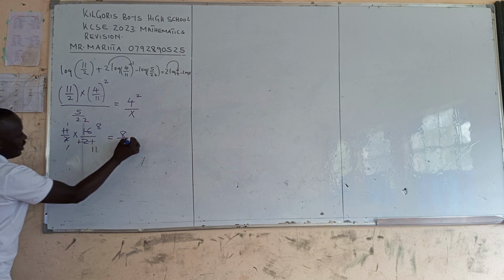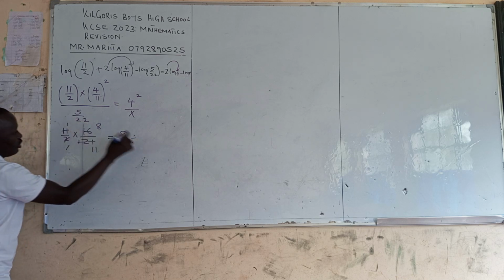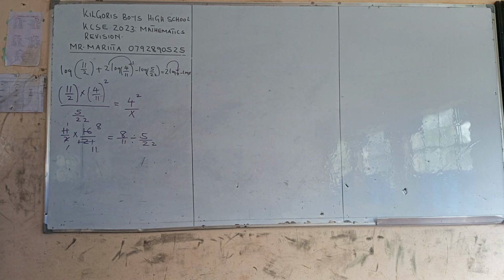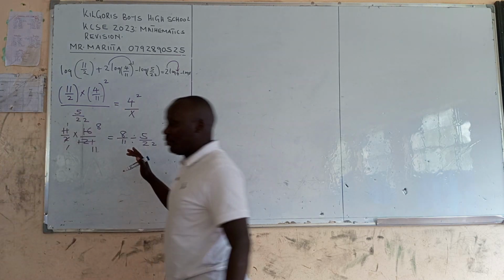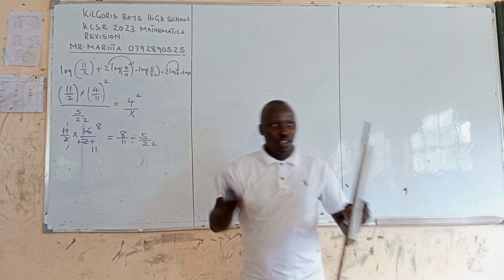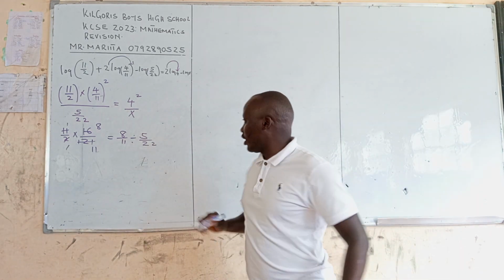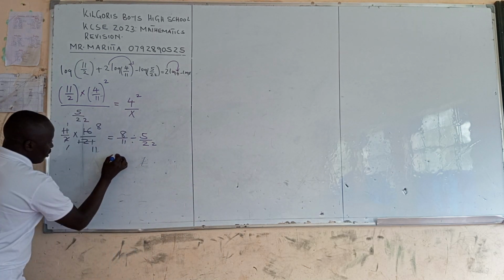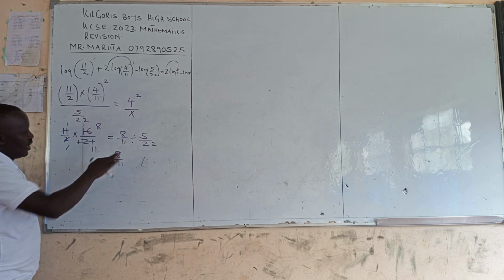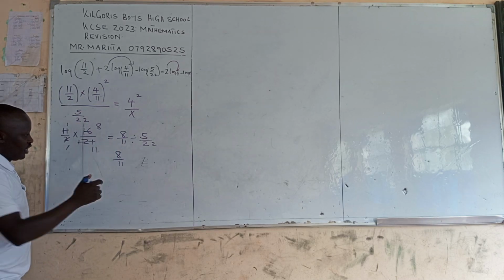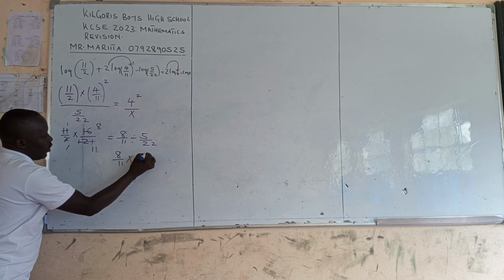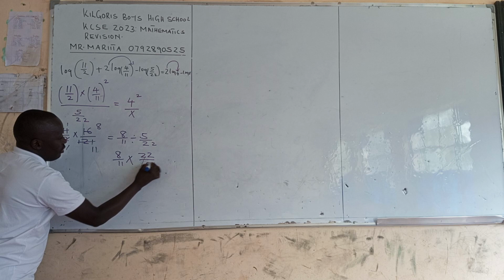This 8 all over 11 is again divided by 5 all over 22. So we divide this one by 5 all over 2. When we are dealing with the division of fractions, we normally find the reciprocal, and the division sign will change into multiplication. So we have 8 all over 11, the division sign changes into multiplication, and we find the reciprocal, which gives us 22 all over 5.